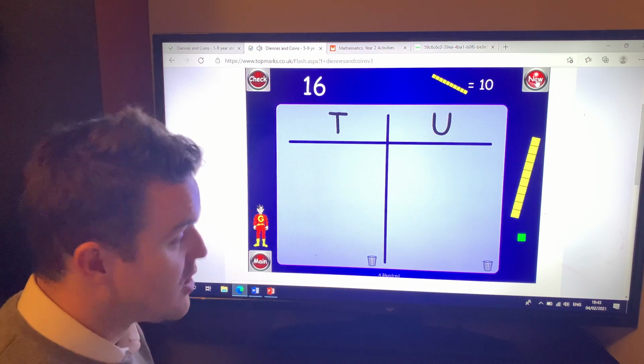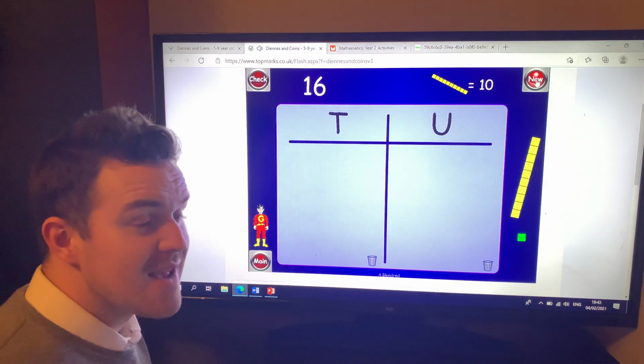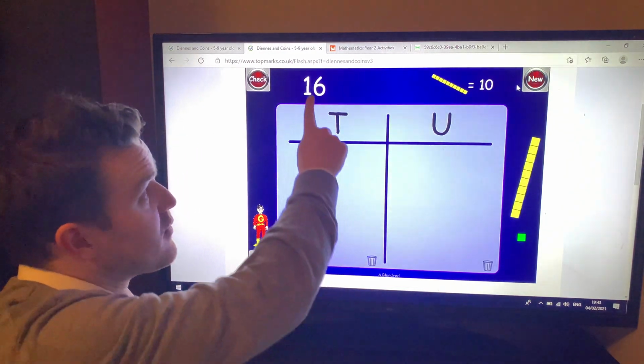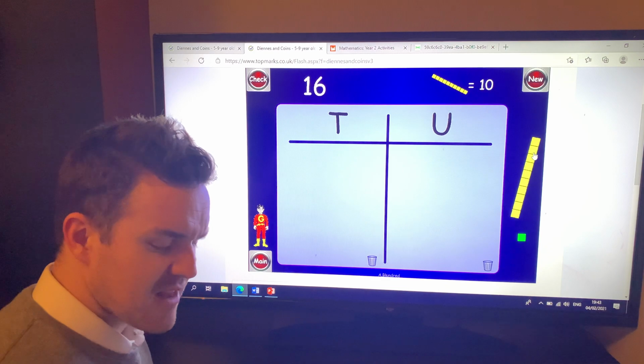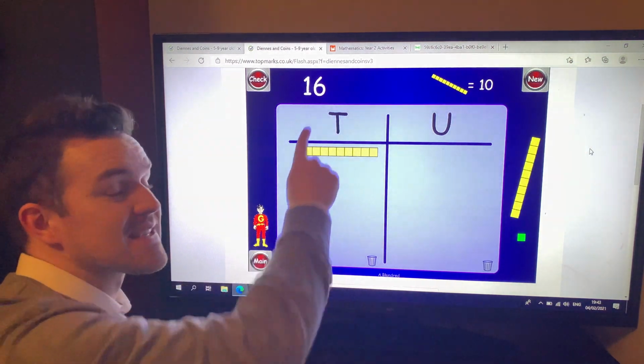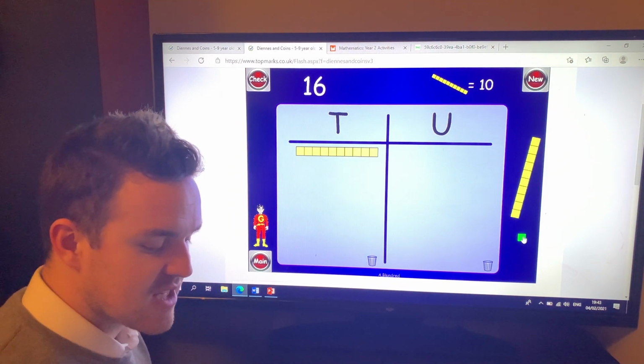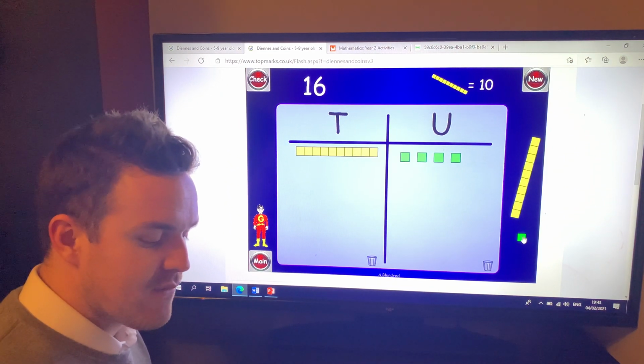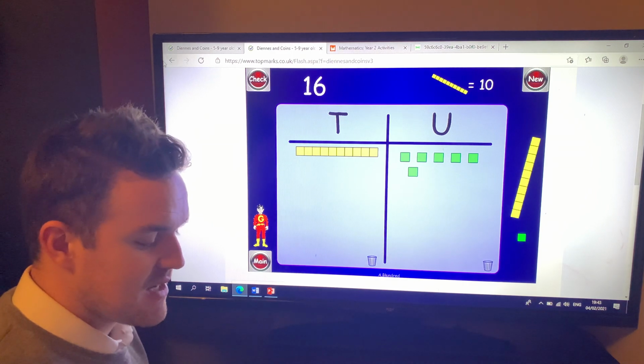Let's do a new one. Well, it's given us a nice teen number. So remember, 16 is one group of 10. Remember that song we did at the start of year one? 16 is a group of 10 and 6 extra ones. So let's count our 6 extra ones. 1, 2, 3, 4, 5, 6, 16. Let's check it and see.